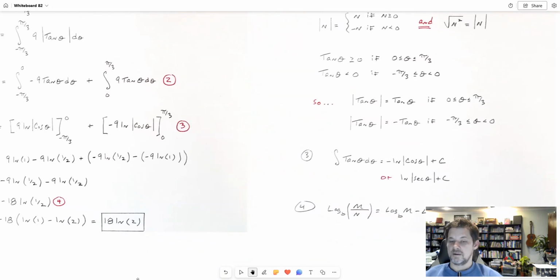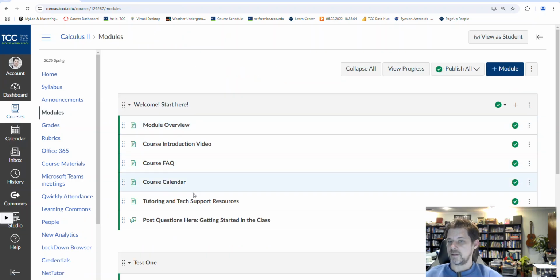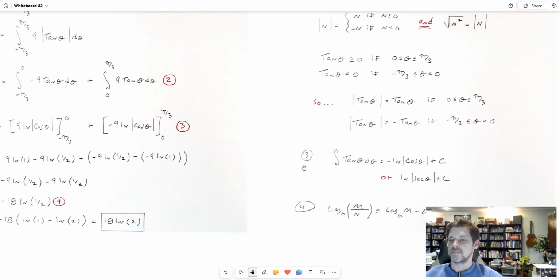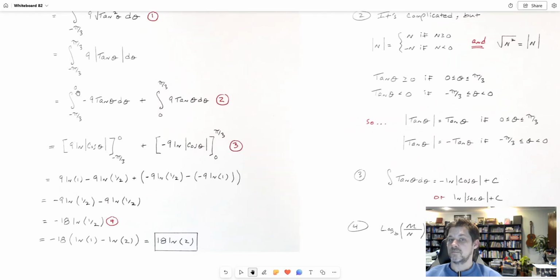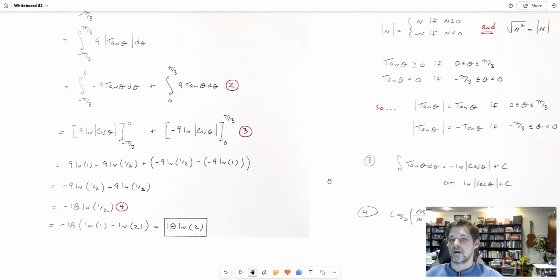You can find it on this formula sheet. If you go to modules on our Canvas page, under the test 1 module, suggested formulas for test 1, you will find this formula that I'm about to use for the indefinite integral of tangent theta. The antiderivative of tangent theta is negative natural log absolute cosine theta plus c. You may also see it as natural log of the absolute value of secant theta plus c. Either one of those will work. I happen to use the cosine, but that's what we want.